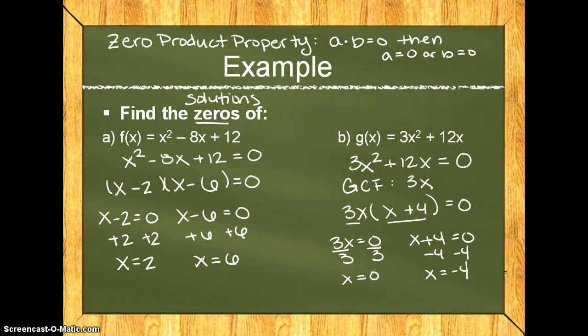Again, the zero product property says that if two things multiply together to equal 0, then one or both of them must equal 0. Therefore, you're allowed to separate each of your factors, set them equal to 0, and solve in order to solve for zeros.